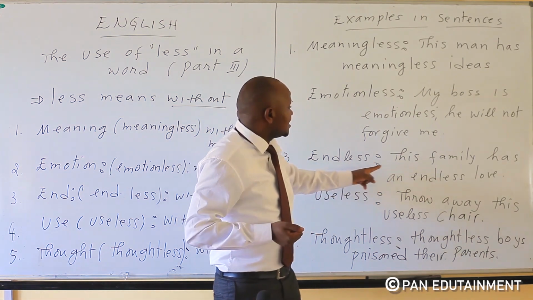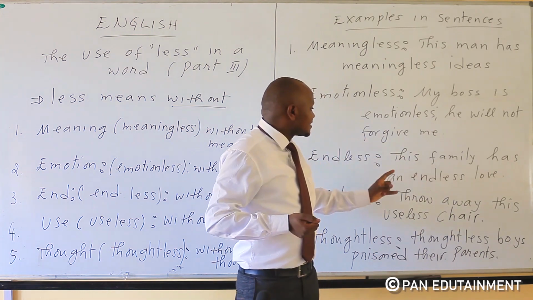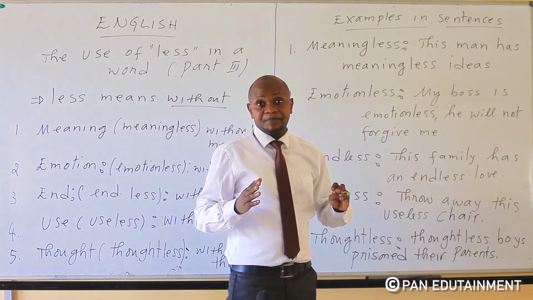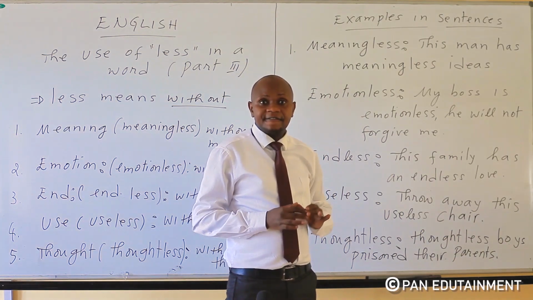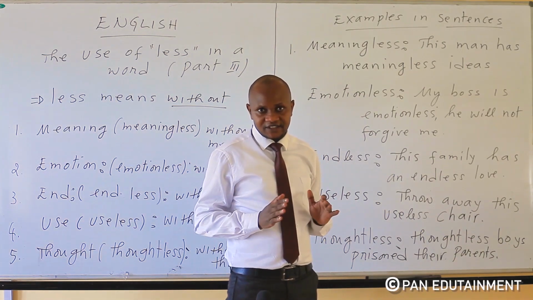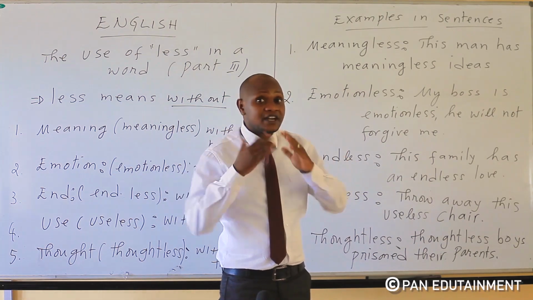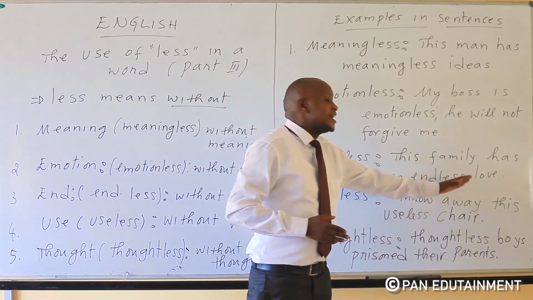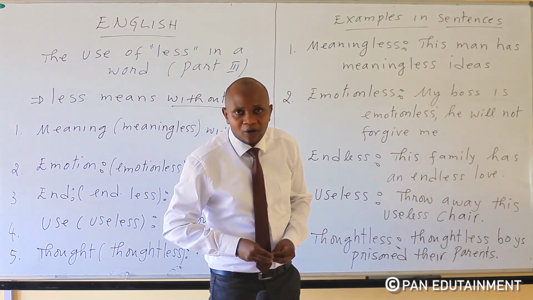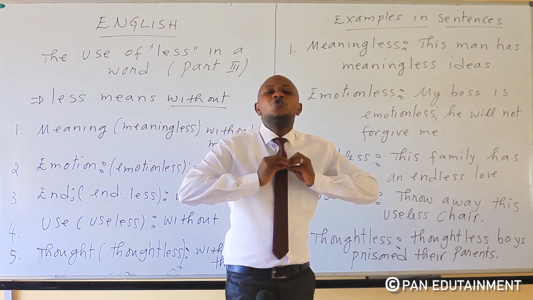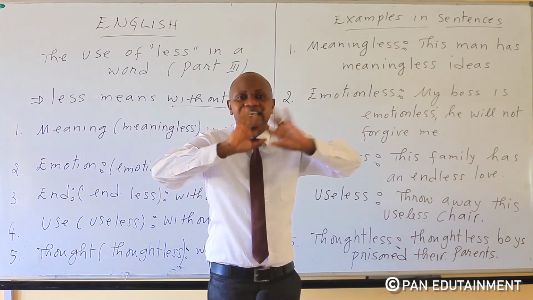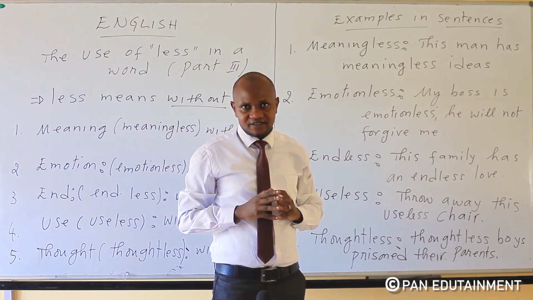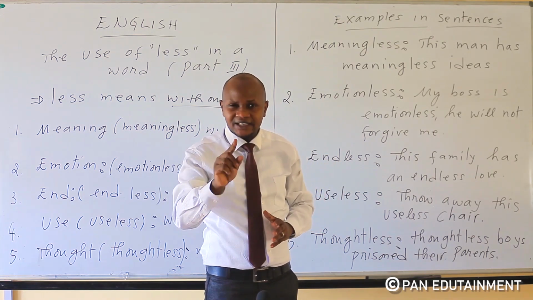Number 3, endless. For example, you can say, this family has an endless love. This family, we don't say family, we say family. Family. Good English. Okay? Even if you say family, there is no problem, but it's better to say family. This family has an endless love. Uyu muryango ufite urukundo rutagira iherezo. Endless. Without end. Endless. This family has an endless love.